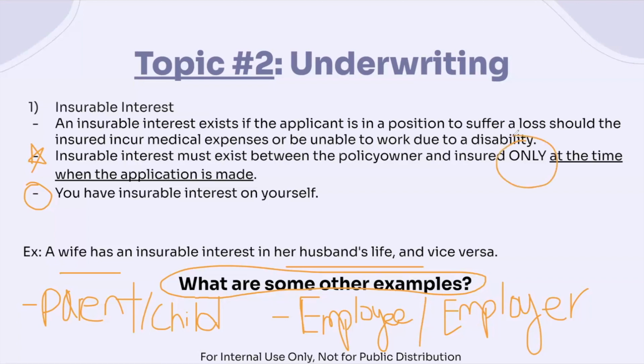So eventually there might be changes, right? Especially with the wife and the husband, there might be relationship changes, maybe with the employee and the employer. Maybe the employee doesn't work at the same location anymore, but the policy will still remain active, because insurable interest must only exist between the policyholder and insured at the time when the application is made, at the time when the application is signed.